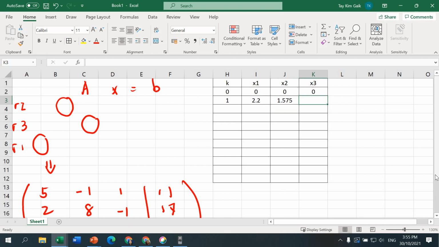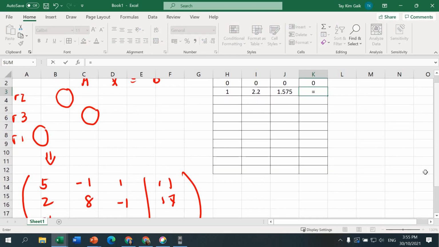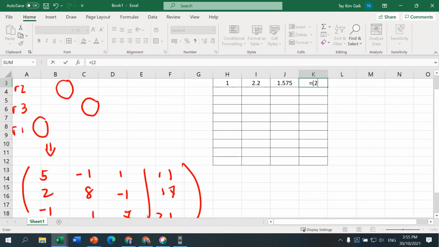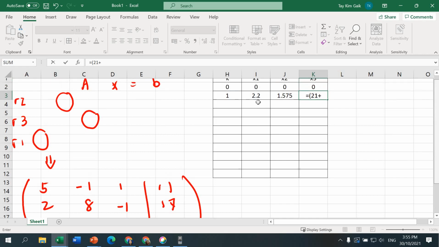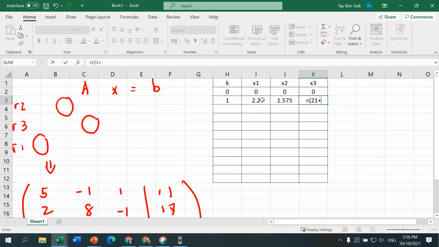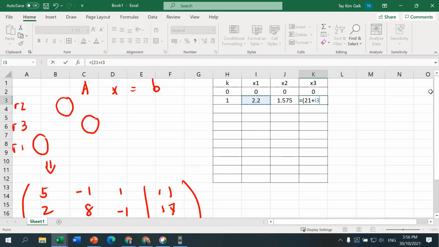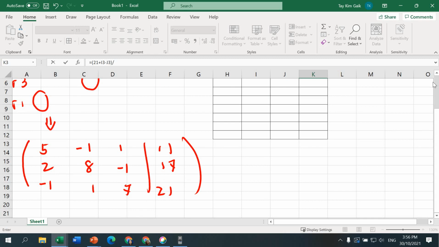Okay, and then x3 equal, which should bracket. B3 is 21. Coefficient for x1 is negative 1, bring to the other side, plus 1 times x1. For x1, take the new one. Coefficient for x2 is 1 times x2, bring to the other side, minus x2. For x2, take the latest one. Divide by the coefficient of x3, which is 7.